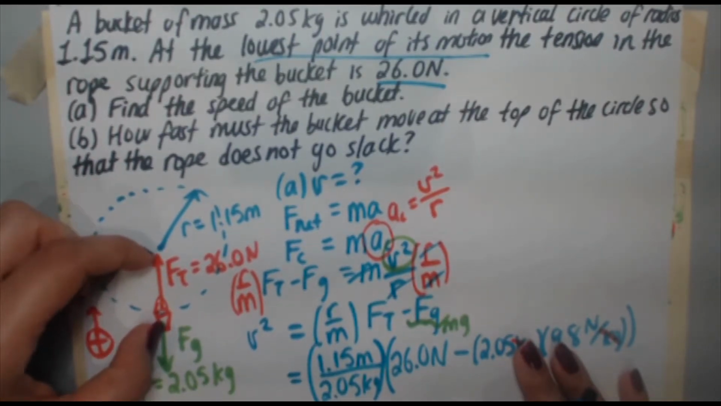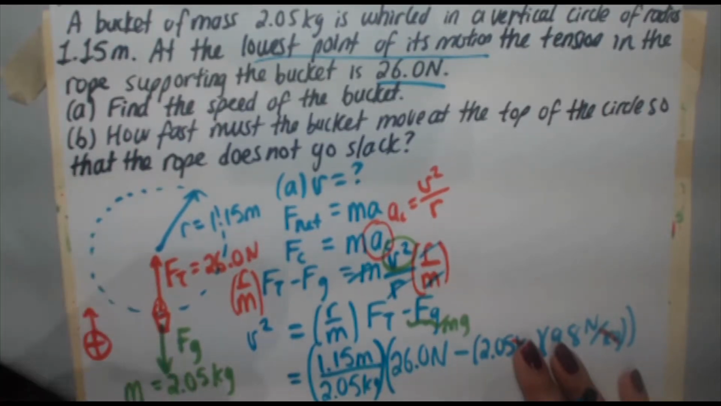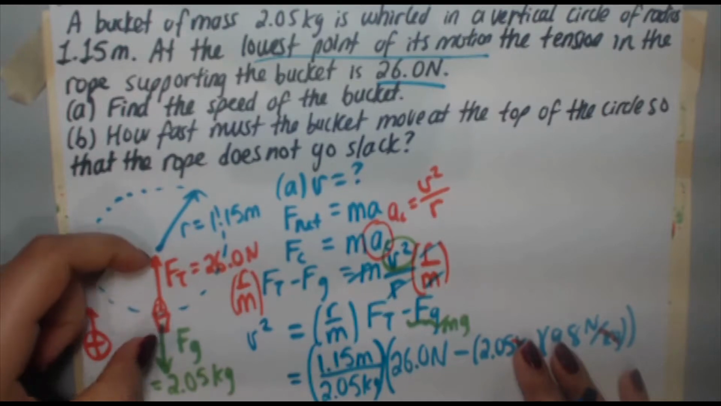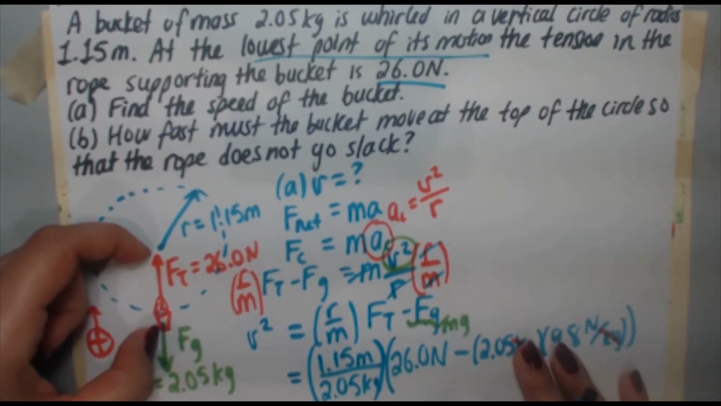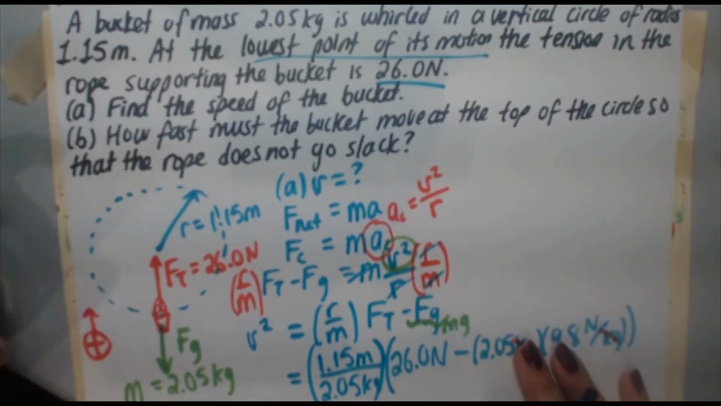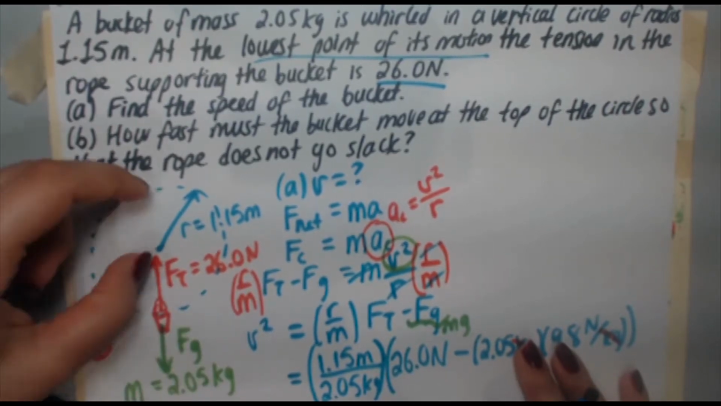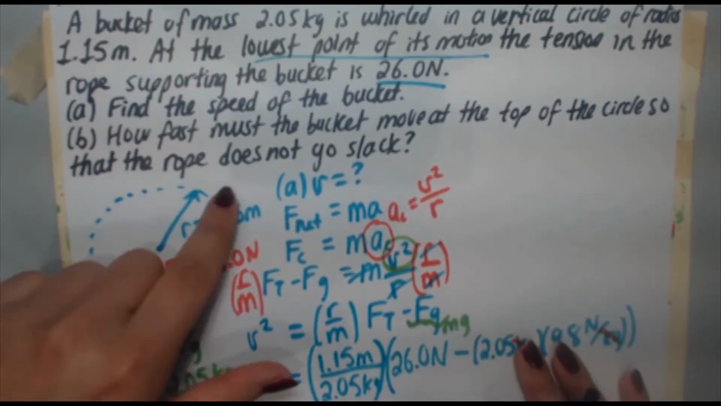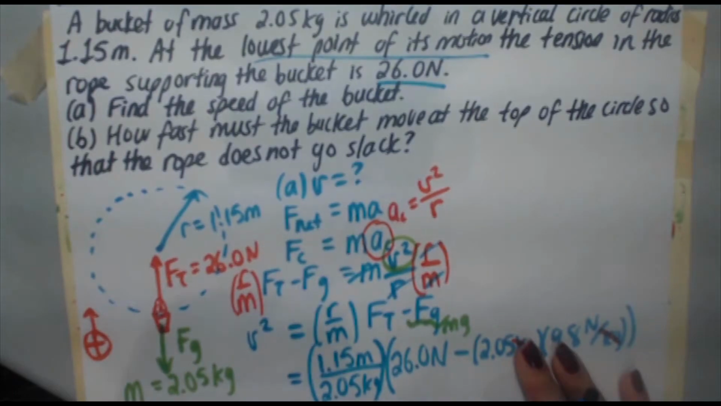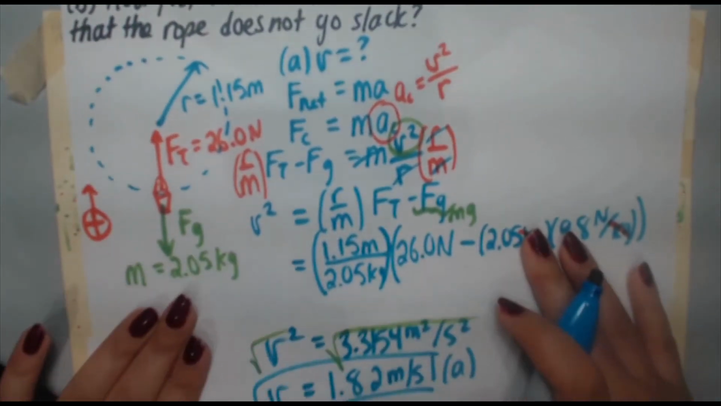Tension is the greatest at the bottom of the circle. Just imagine if you were whirling that bucket around, you have to use the most muscle in your arm when the bucket's at the bottom. When the bucket's at the top, you feel like it's almost nothing going around. So that's the idea. Just when the tension becomes 0 at the top of the circle, that's when the rope does not go slack. At that point, just when the tension becomes 0.